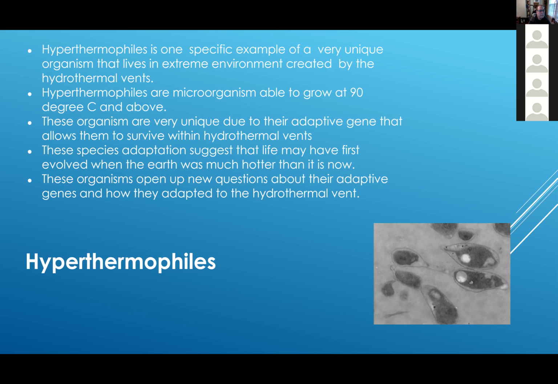It just allows for many scientists to open up the door and ask questions of how are these organisms able to survive at such an extreme length, and what adaptive properties within their genetics themselves allow them to do this. And this specific adaptation for the species also helps to support that life may first have evolved when Earth was much hotter than it is now. And that's why studying these organisms, it's just one of many that are down there, provides a unique way of seeing how they survive. Next slide, please.